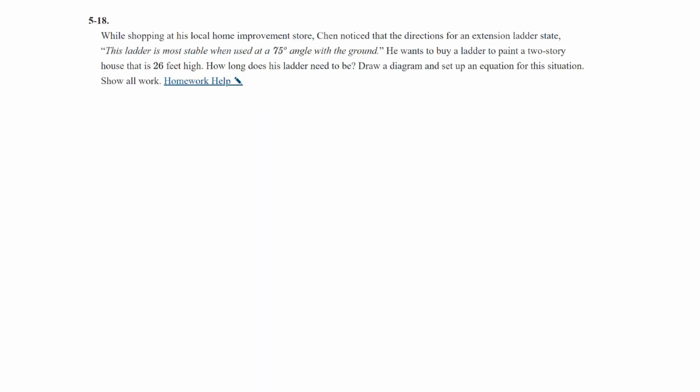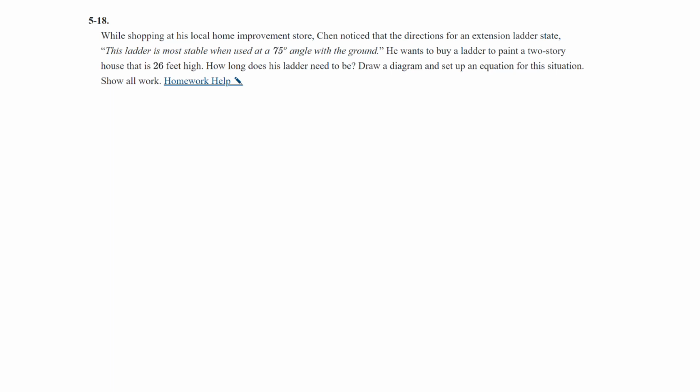Question 18. While shopping at his local home improvement store, Chin noticed the directions for an extension ladder state: This ladder is most stable when used at a 75-degree angle with the ground. He wants to buy a ladder to paint a 2-story house that is 26 feet high. How long does his ladder need to be? Draw a diagram and set up an equation for this situation, and make sure you show all your work.